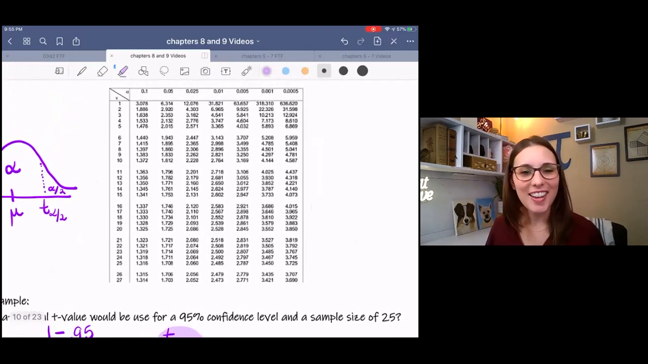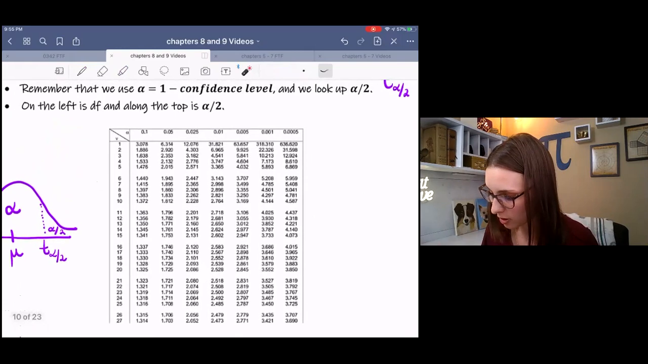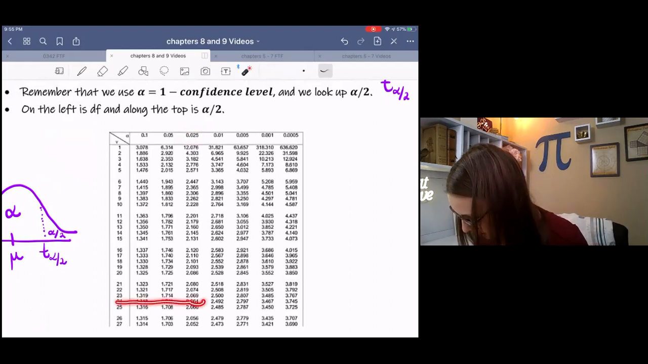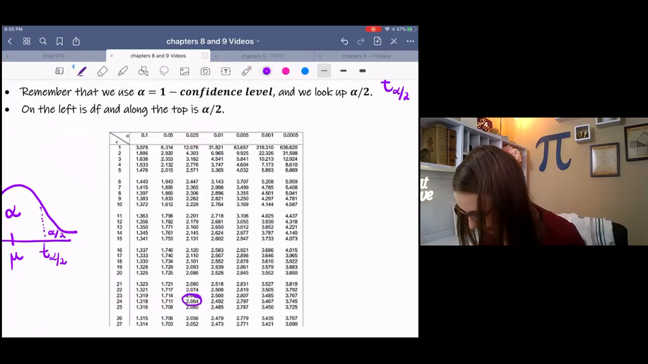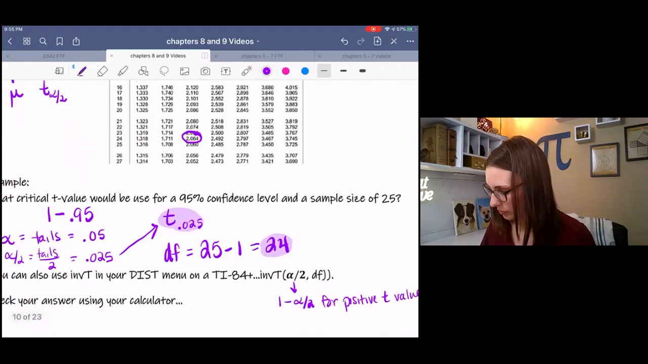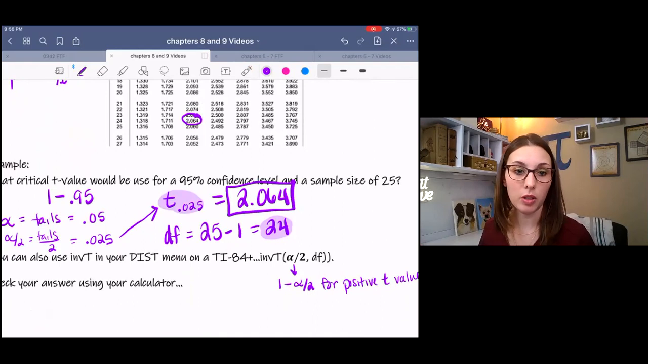Okay. So for our alpha, we're going to go over to 0.025 and go down to 24. We're going to see where those meet. I marked it out right here. 2.064. So that's our critical t-value.